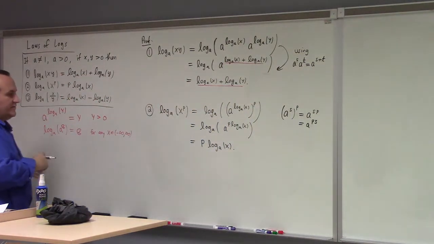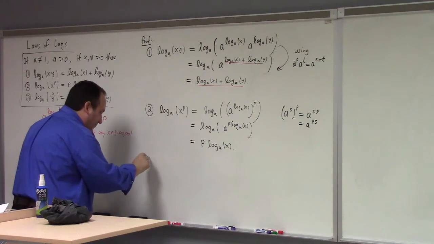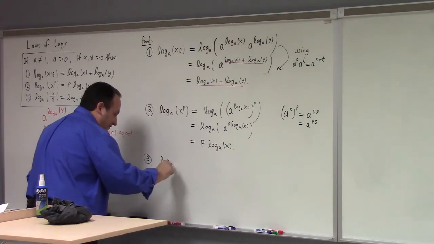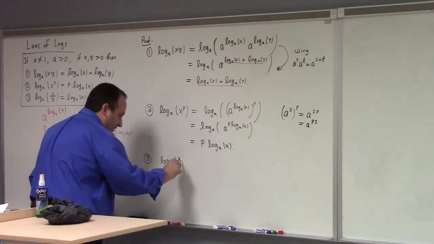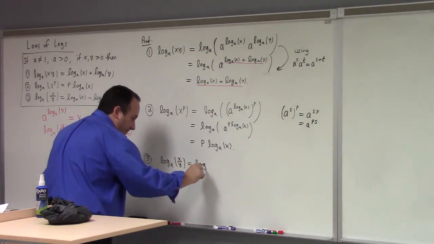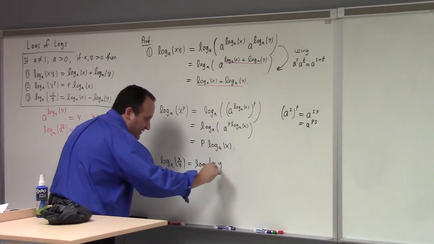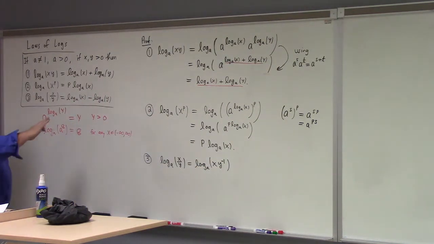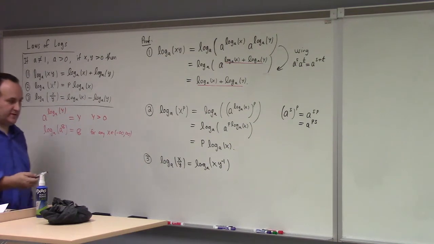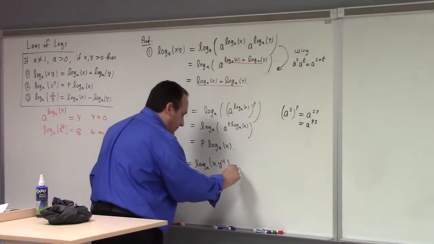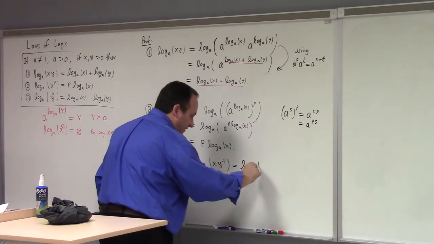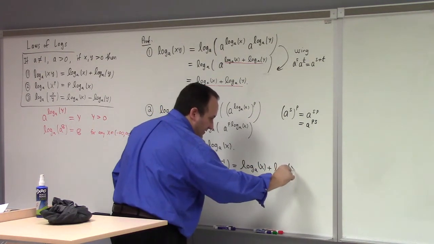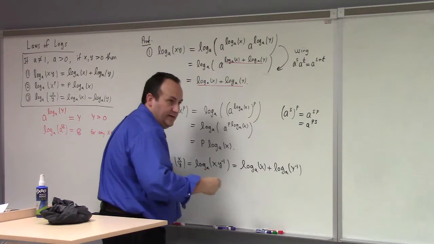And what's number 3? Number 3, we can basically just use 1 and 2 to get that one, right? So if you look at it, log base a of x over y is what? That's log base a of x times y to the minus 1, right? But then applying number 1 and number 2, first of all, apply number 1. Number 1 gives me that this is log base a of x plus log base a of y to the minus 1, right, by 1.